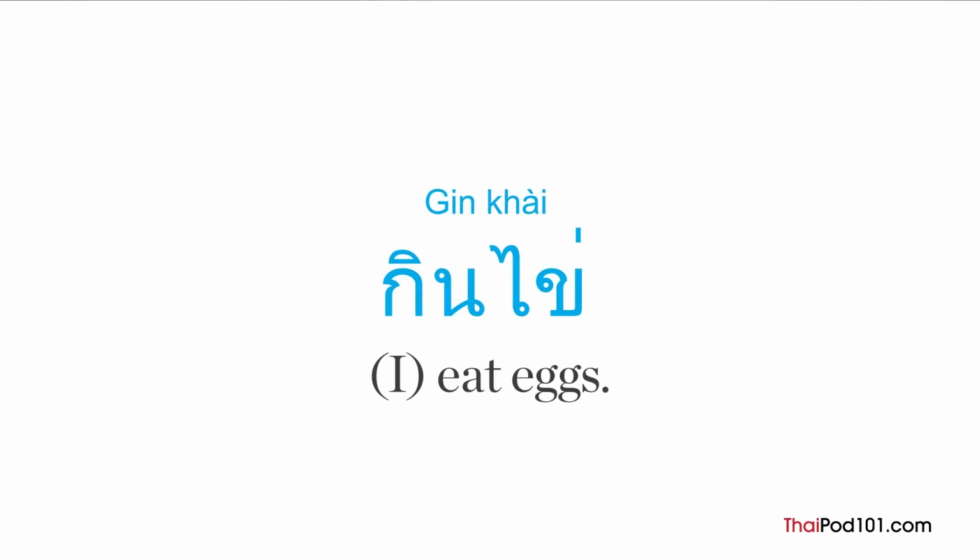กินไข่. I eat eggs. The first word of this sentence, กิน or eat, is in middle tone, but the last word, ไข่ or eggs, is in low tone. You can hear that my pitch went slightly lower at the end of this sentence.